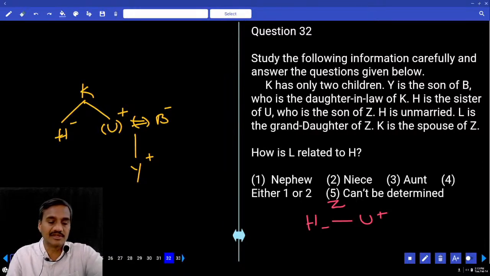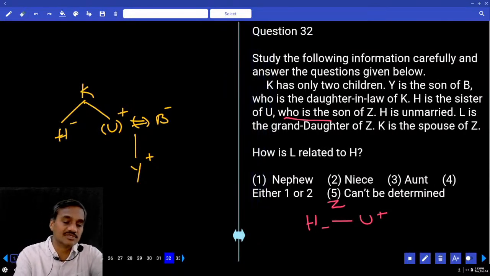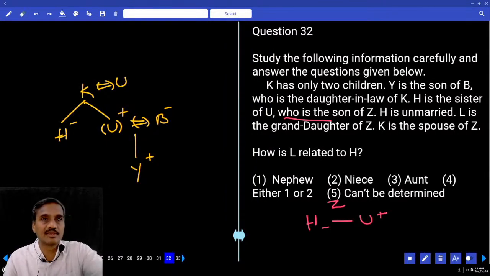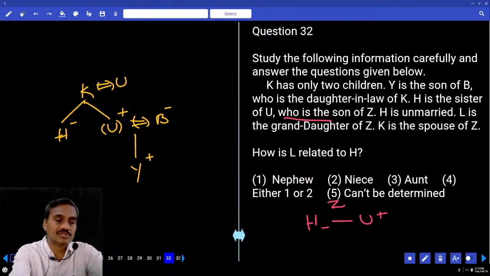And L is the granddaughter of Z. L is the granddaughter of Z, and U is the son of Z. Now U is the son of Z means U must be at this point. K and U. And sorry, U is the son of Z.